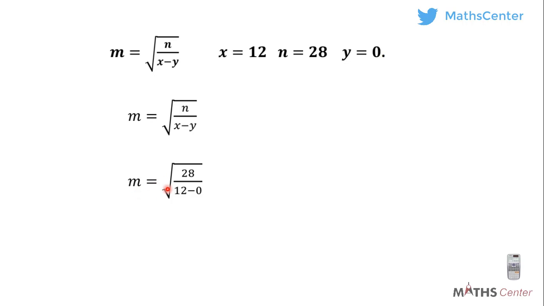So m is equal to square root of n, which is 28, divided by x, which is 12, minus y, which is 0. Now this is going to give us square root of 2. The question said that we should leave our answer in surd form. And if you watch the video on surds, you understand that square root of 2 is a surd. Because the question said we should leave our answer in surd form, we are going to leave our answer just like this. So m is equal to square root of 2.